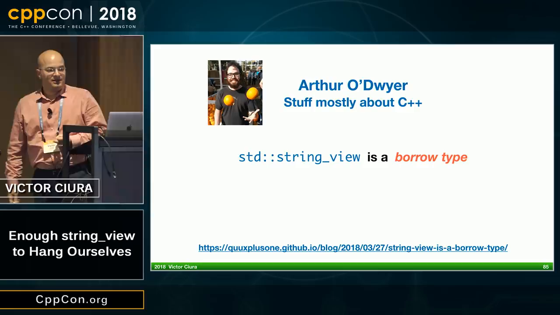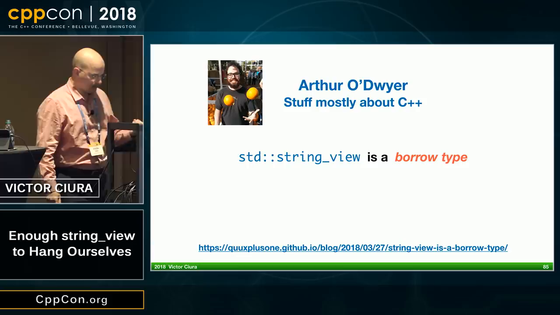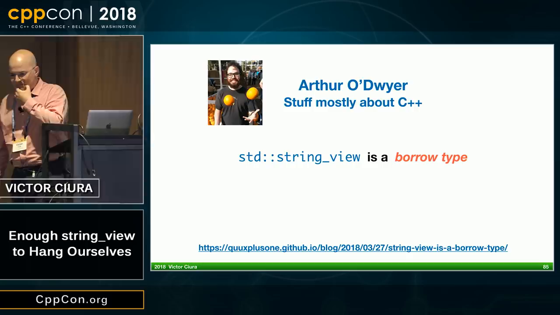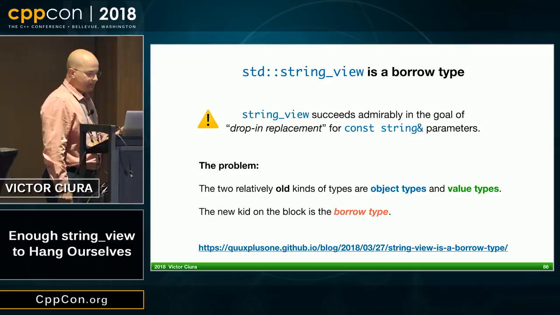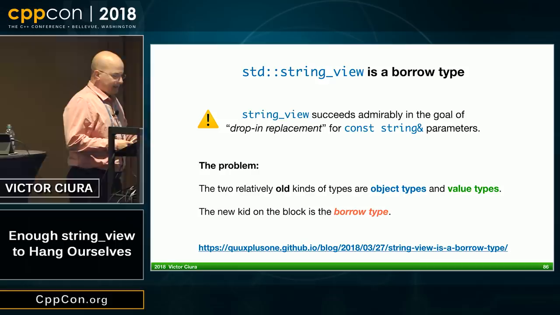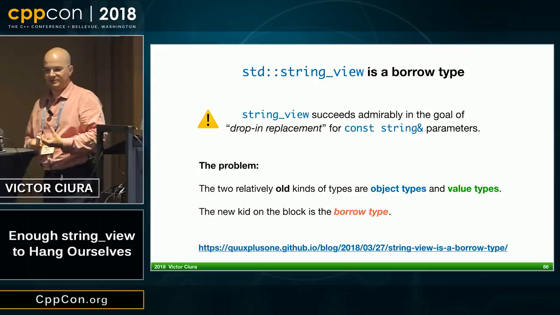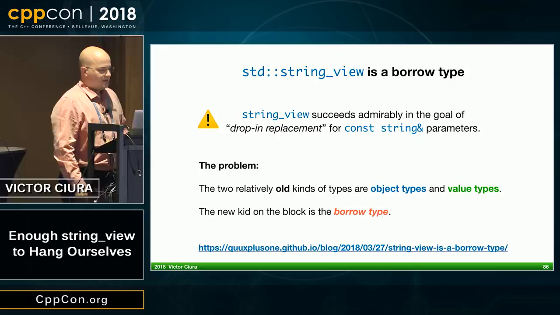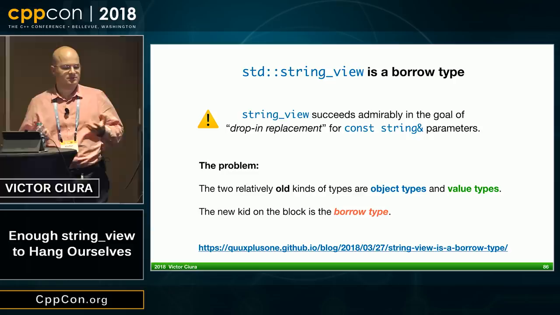And Arthur O'Dwyer makes a very nice analysis about string view as a value type, and tries to point out that string view is not actually a value type, although it's deceivingly so. And it tries to fool us as being a drop-in replacement for a const string ref for parameters. The problem being that it's neither a reference type or an object type, nor a proper value type. So he's calling this a borrow type. And I think the terminology was previously coined in Rust, if I'm not mistaken. But anyway, I like the terminology.